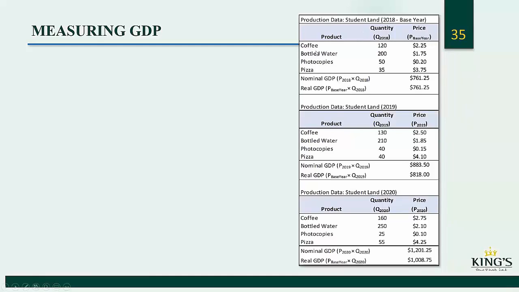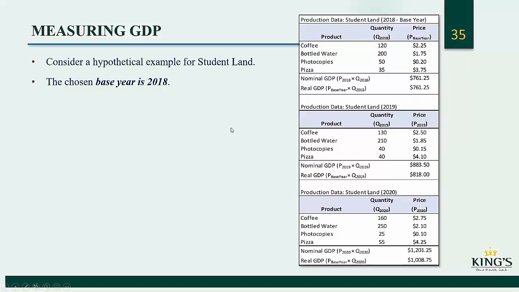So here we have an economy called student land. And in student land, we have products that students would buy: coffee, bottled water, photocopies, and pizza. Let's suppose, first of all, that the base year is 2008. And first of all, let's just look at this and understand how we get our nominal GDP in each year. Nominal GDP is simply, as I mentioned a few times, just the quantities times the current year prices, right?